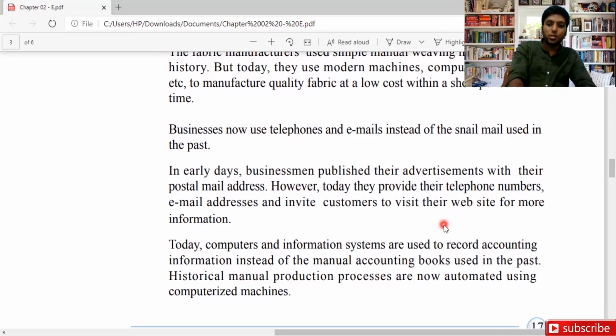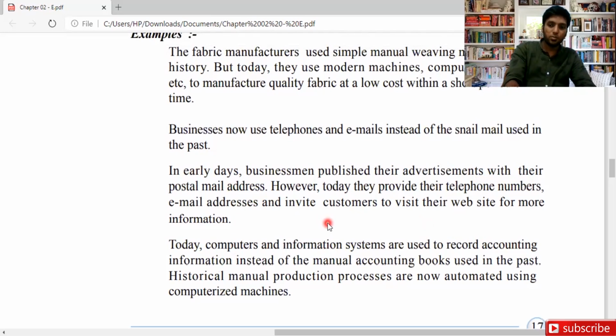That's true. In early days, businessmen published advertisements with their postal mail address. However, today they provide telephone numbers, email addresses, and invite customers to visit their website for more information. Not only emails, they also broadcast through WhatsApp, connect through Instagram, Facebook, Twitter, Tumblr. So there are a lot of apps today to communicate with customers. Telegram is also a growing market today. They find out these new apps to communicate with people, and they always keep up with technology.